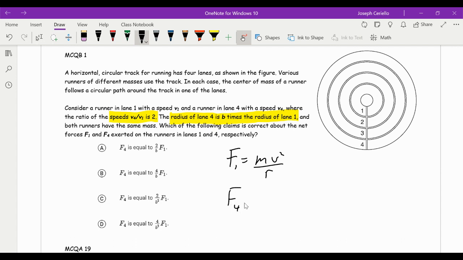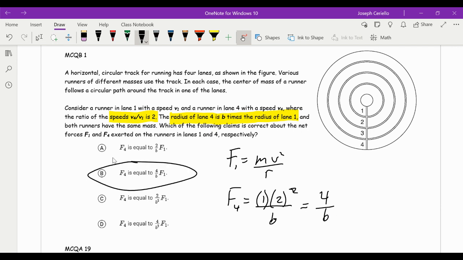Well, F4, the masses are the same, so I put in a 1. But by what factor is the velocity changing? v4 to v1 is 2. So this is twice as big. And the radii, how are those changing? Well, r4 is b times as big. So I get 4 over b. So that's where I get this one. F4 is equal to 4 over b times F1.